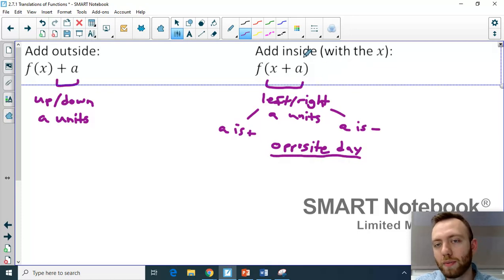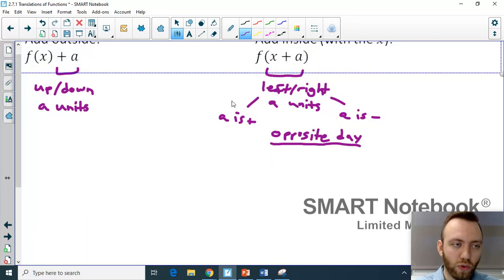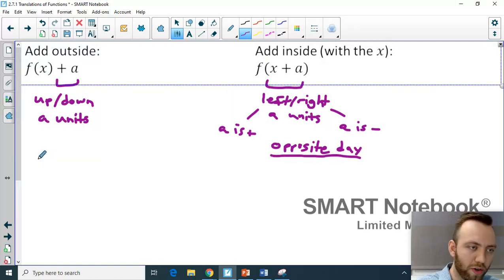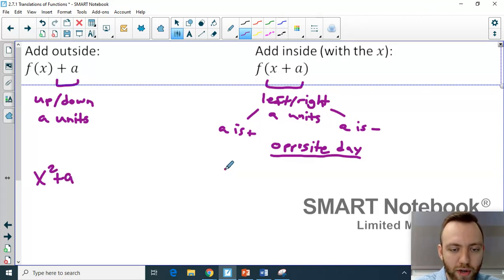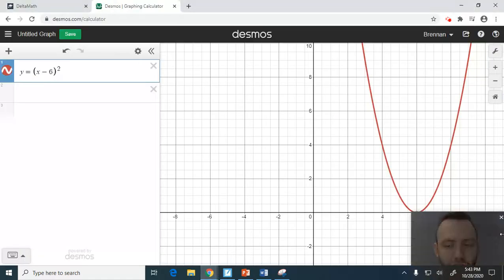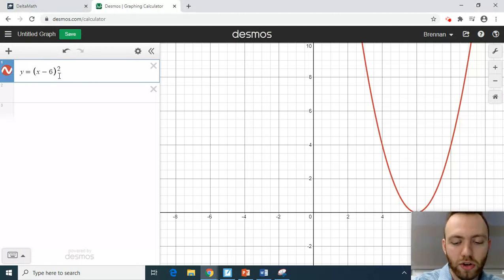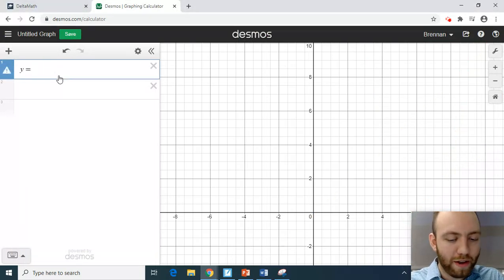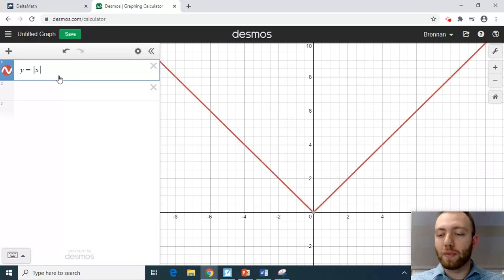And so when I think of adding on the inside, I just like to think if it's with the x. And so for our x squared graph, that would have looked like x squared plus a if we added outside. But for this one, it would have looked like x plus a in the parentheses all squared, right? So similar things, right? Now let's shift focus back and let's take a look at one of our other parent graphs. Let's take a look at the absolute value of x, right? We have that v again.